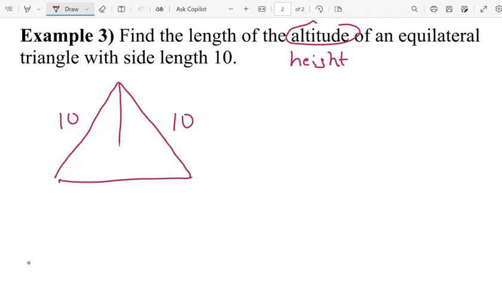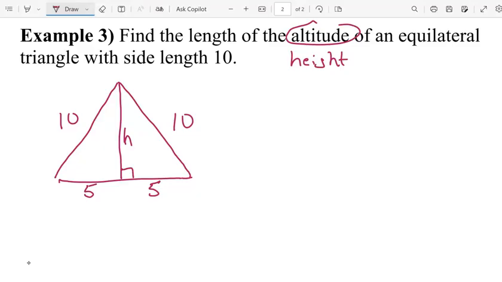And that altitude, or height, I'm going to draw in is going to hit that base of the triangle at a right angle. However, an equilateral triangle does something really special, and that is it divides that 10 side on the bottom into two equal pieces, each of length 5. So we're looking for that altitude, which I'm going to label h for height.